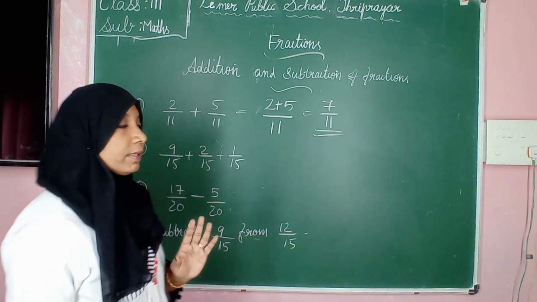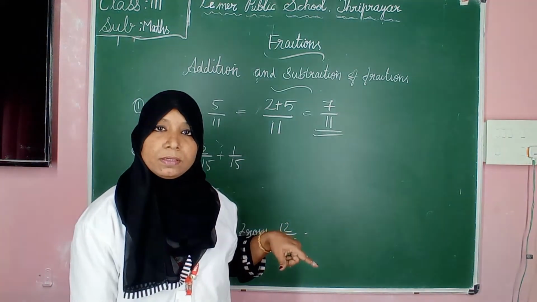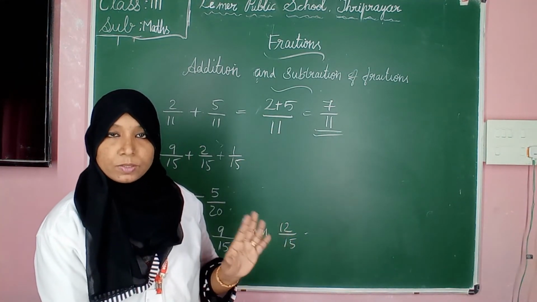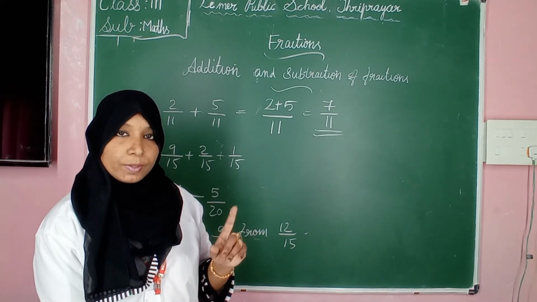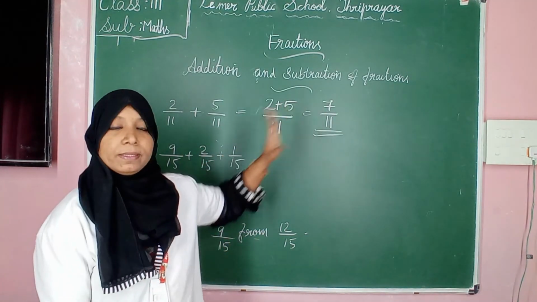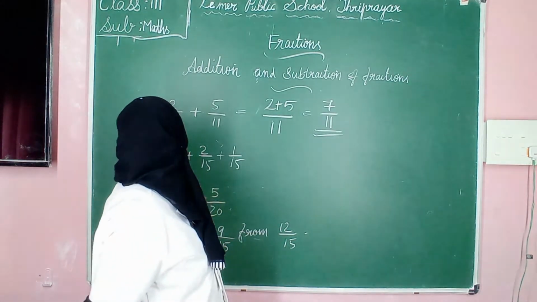Don't write the answer directly, like 2 by 11 plus 5 by 11 equals 7 by 11. Don't write like that. We'll get only half mark if it is a 1 mark question. Write with a step like this and complete the answer. Okay, children? Second question.